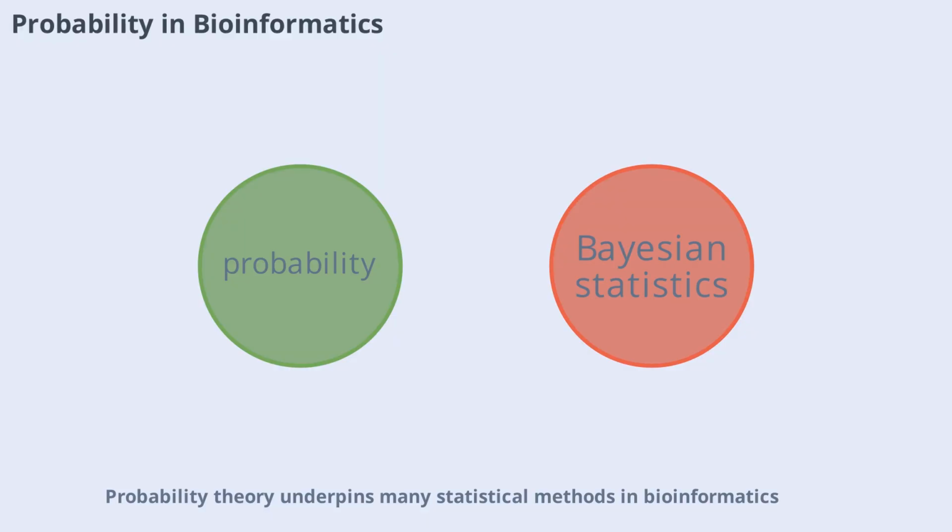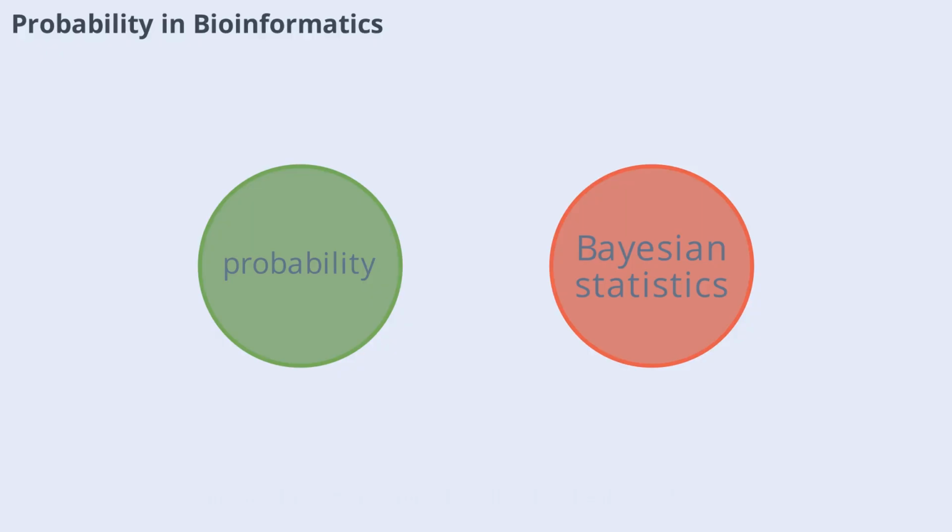Probability theory underpins many statistical methods in bioinformatics. It helps model the uncertainty inherent in biological systems. For example, probability distributions describe the likelihood of observing certain DNA sequences or mutations. Bayesian statistics, which rely heavily on probability, are used to update beliefs about biological processes as new data becomes available. Understanding probability is essential for interpreting results and making predictions in bioinformatics research.